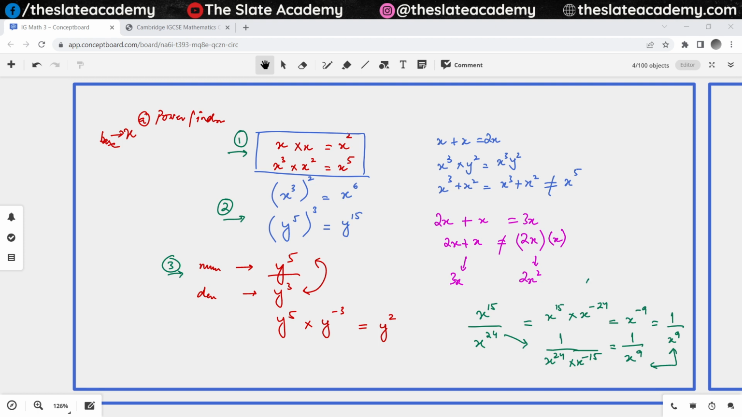For both the cases, the values are multiplying with each other, whether in numerator or in denominator. Values among themselves, they are multiplying.